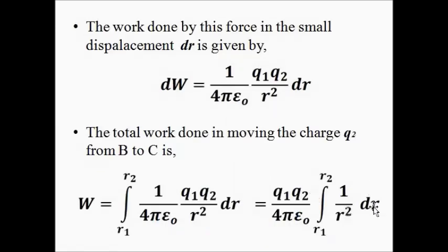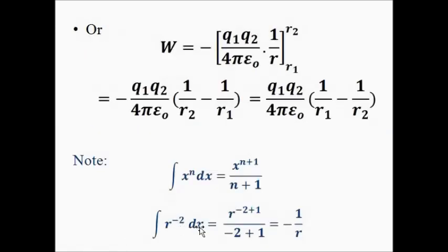Now this 1 by r square dr is actually r to the power minus 2 dr, and if we substitute this, we will get minus 1 by r. So we get the total work done is equal to minus of q1 q2 by 4 pi epsilon 0 into 1 by r, as it is definite integration with upper and lower limits. We have r2 and r1, and finally we get this expression: q1 q2 by 4 pi epsilon 0 into 1 by r1 minus 1 by r2.